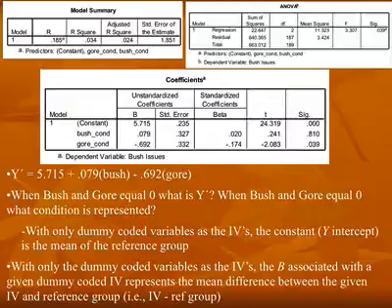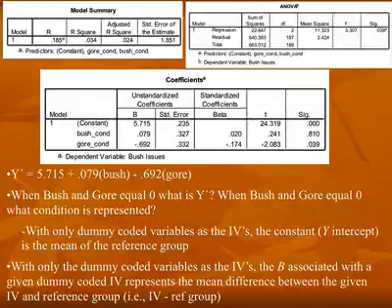So with only dummy-coded variables as IVs, the constant, or the y-intercept, is the mean of the reference group. With only dummy-coded variables as IVs, and that's an important qualification, the B associated with a given dummy-coded variable represents the mean difference between the given IV and the reference group.